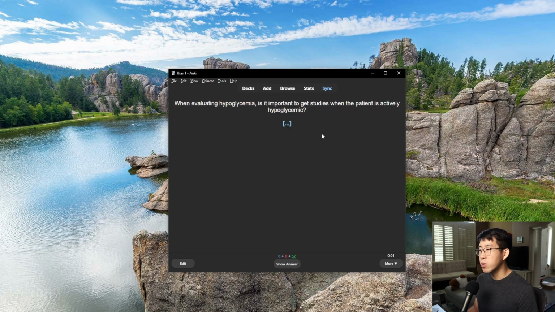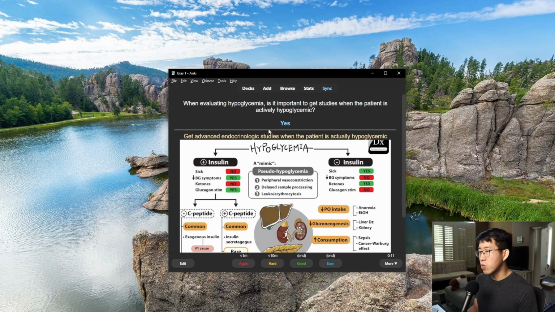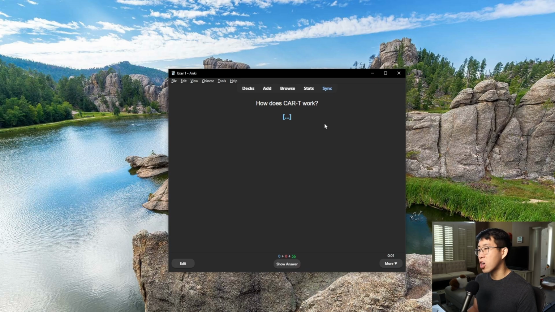When evaluating hypoglycemia, is it important to get studies when the patient is actively hypoglycemic? So when you want to get those advanced endocrinologic studies, you should get them when the patient is actually experiencing hypoglycemia.